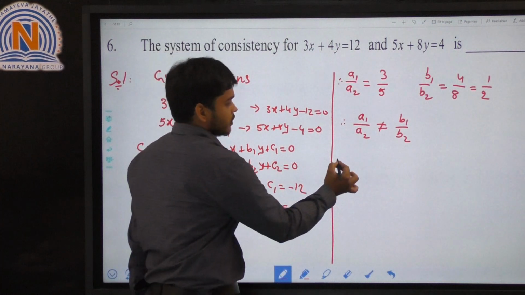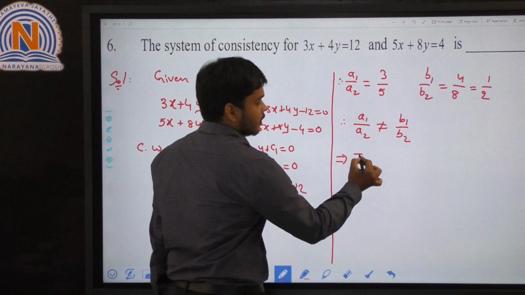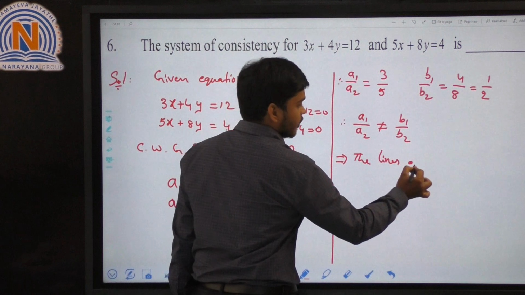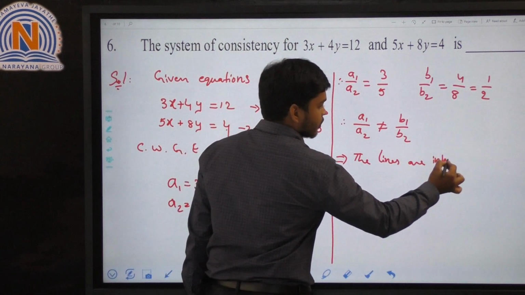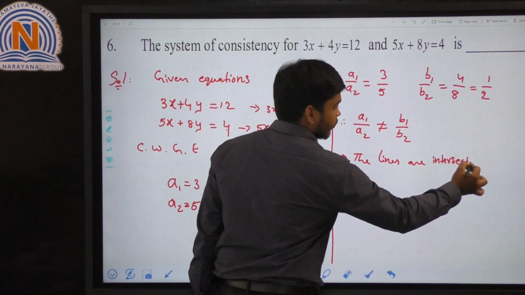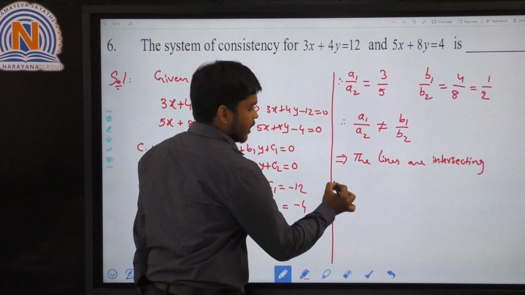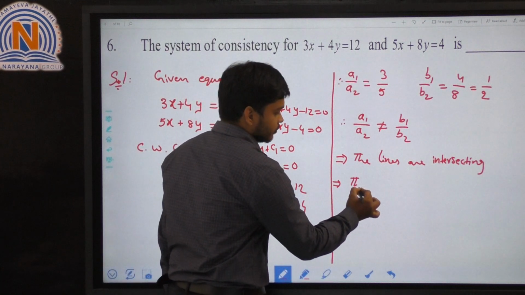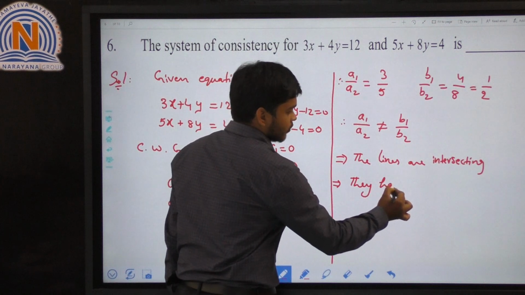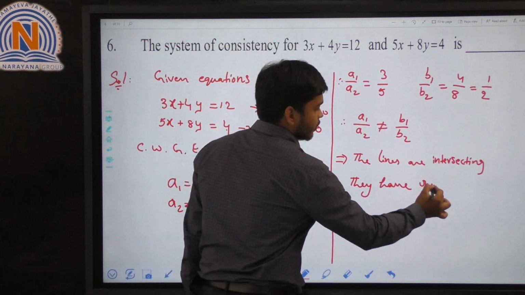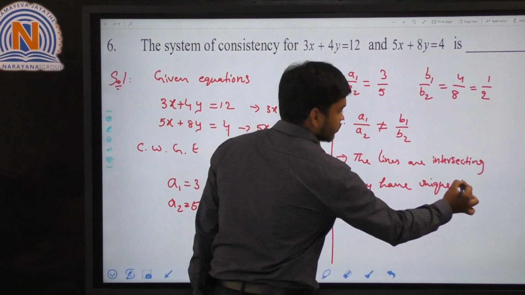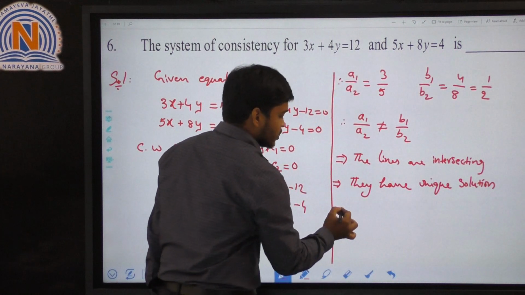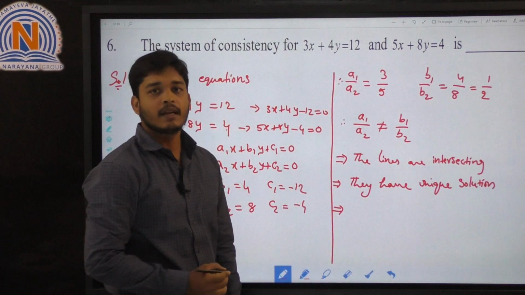a1 by a2 is not equal to b1 by b2 means the lines are intersecting lines. The lines are intersecting and they have a unique solution. And also, these two lines we can say are consistent lines.